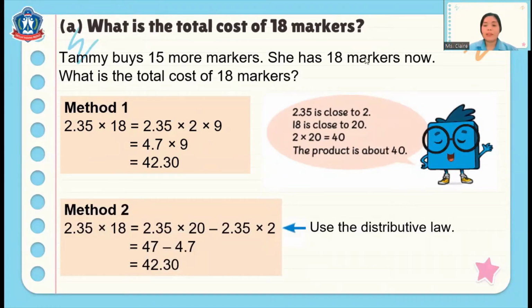We can have another method, children, by using the distributive law. Instead of using 18, we will use 20 because 18 is close to 20.